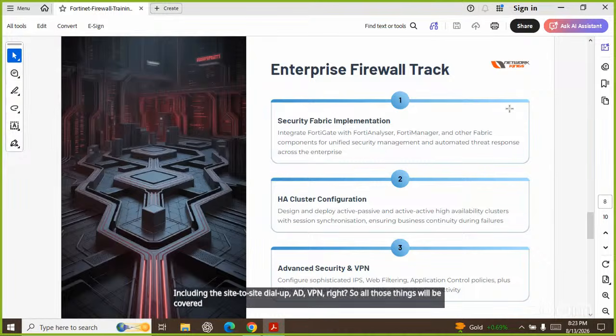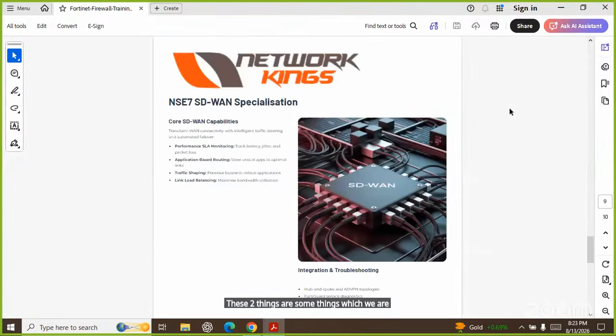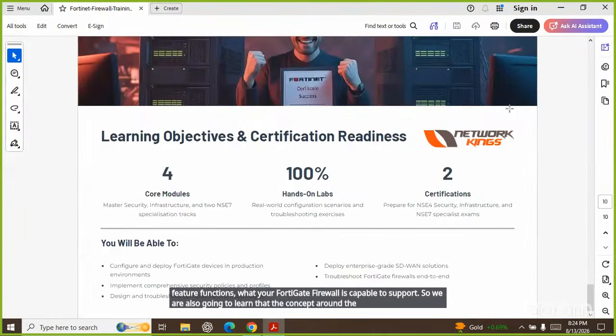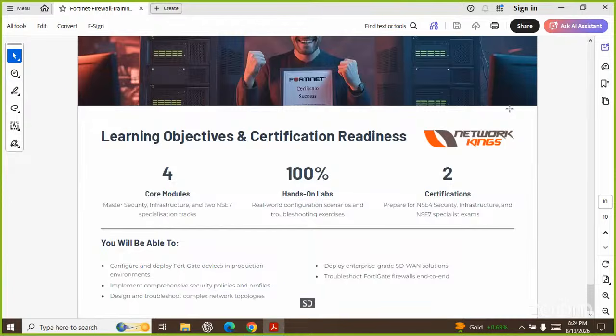So in terms of VPN, we are going to cover two things: IPsec VPNs and SSL VPNs. Okay, these two things we are going to cover. And yes, SD-WAN, like I said, we are going to learn SD-WAN as a feature and the functions your FortiGate firewall is capable of supporting. So we are also going to learn the concepts around SD-WAN. So that's all in terms of the course content.